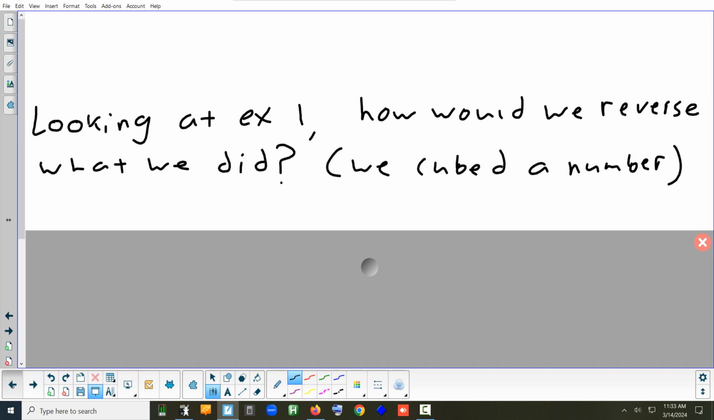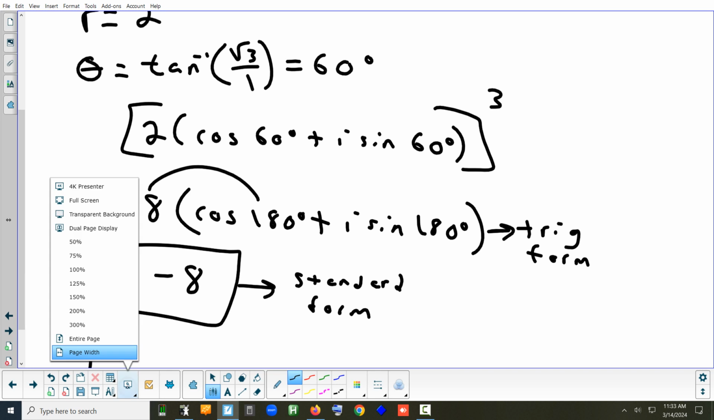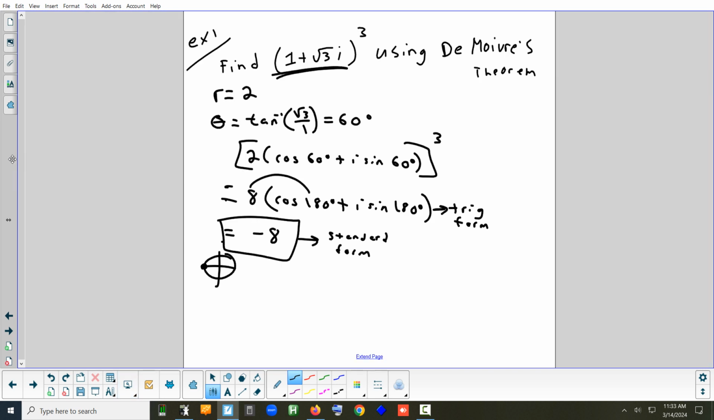Now, look back at example 1. Let me put the whole thing on the screen. To get this, we cubed that. What would you do to this to change it back to that? So instead of going from this to this, what if I want you to go from that back to that? Wouldn't you cube root it? You would cube root it. Okay, so the opposite of cubing is taking a cube root.